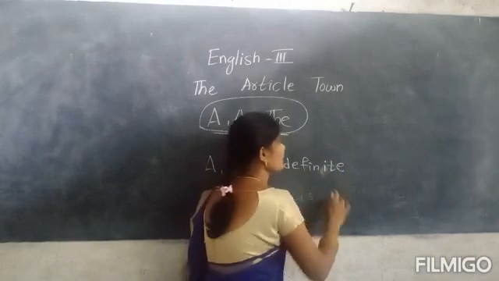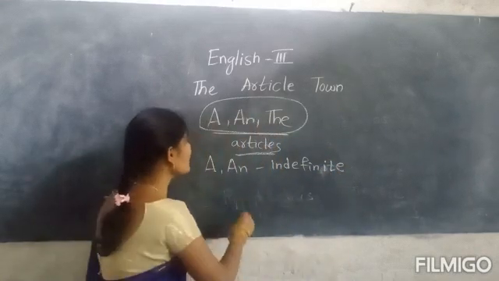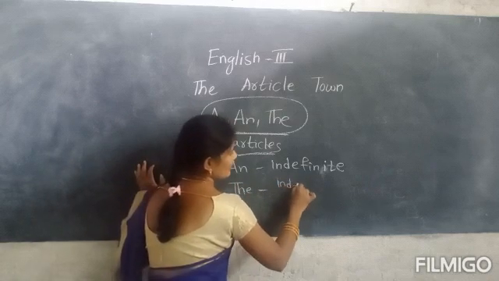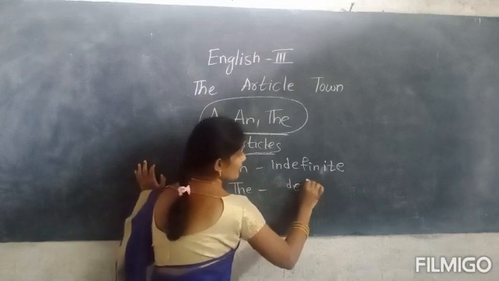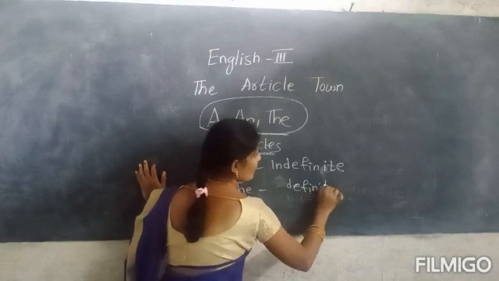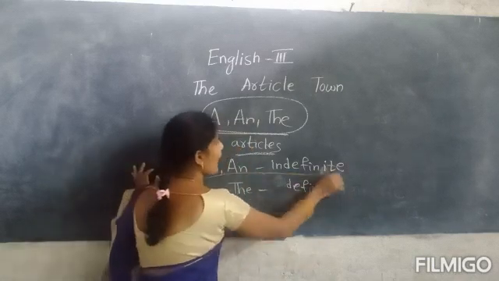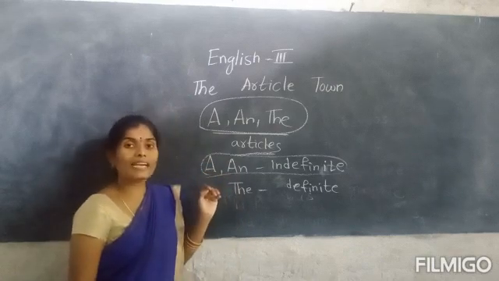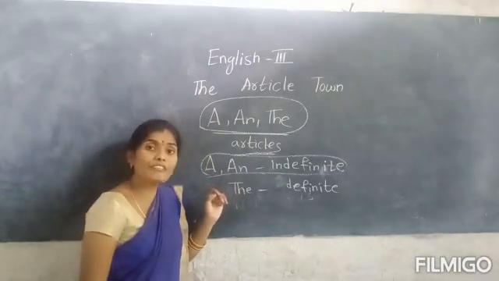A and an are the indefinite articles, and the is the definite article. A and an are the indefinite articles.